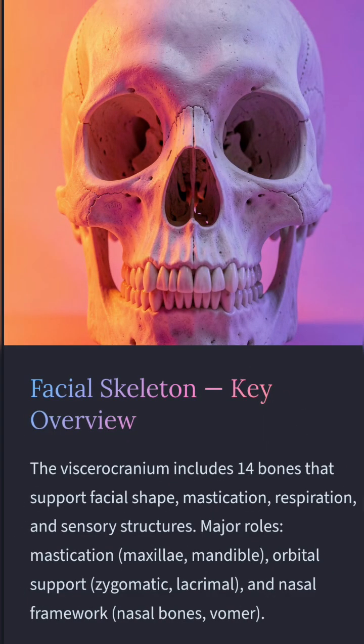Facial skeleton, key overview. The viscerocranium includes 14 bones that support facial shape, mastication, respiration, and sensory structures. Major roles: mastication, maxilla, mandible, orbital support, zygomatic, lacrimal, and nasal. Mandible, 1.